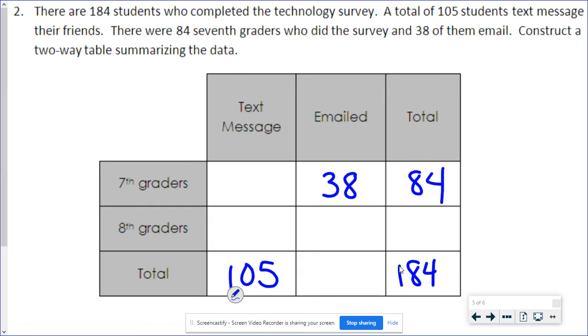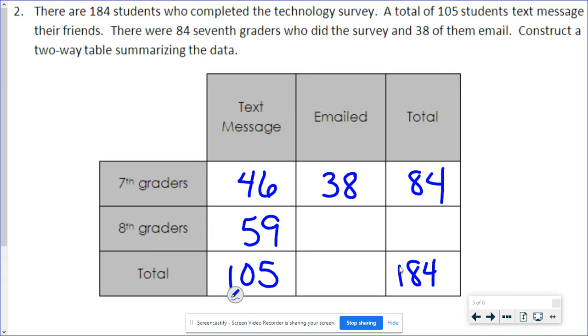Now that I've got those, I should be able to fill in the rest of this table. So if I look at the seventh graders, I had 84 total and 38 of them used email. The ones that used text messages would be 46. Then, since I know that the total for the text messages was 105, I could figure out the number of eighth graders. If I would take 105 minus 46, that gives me 59 right here.